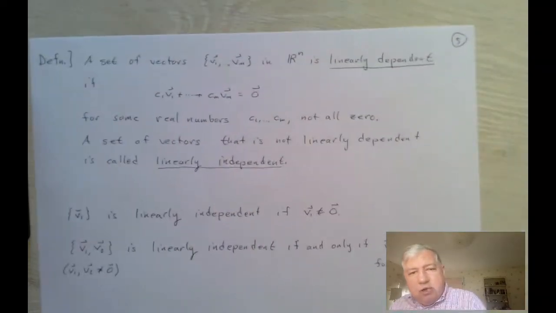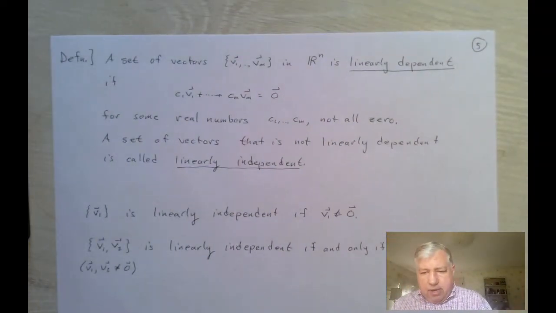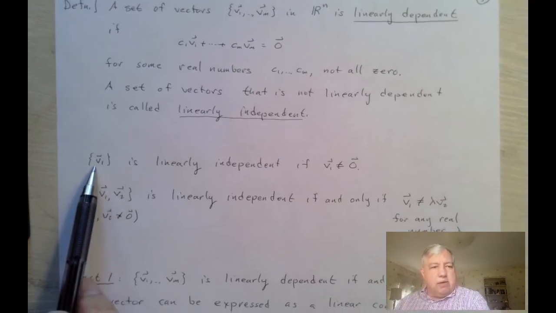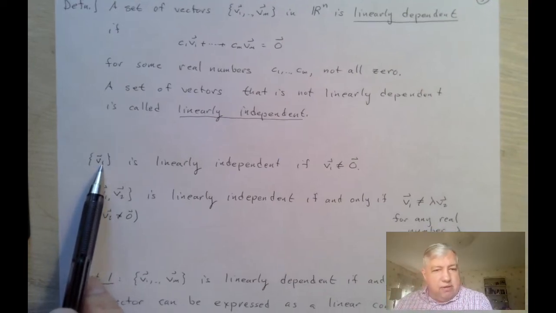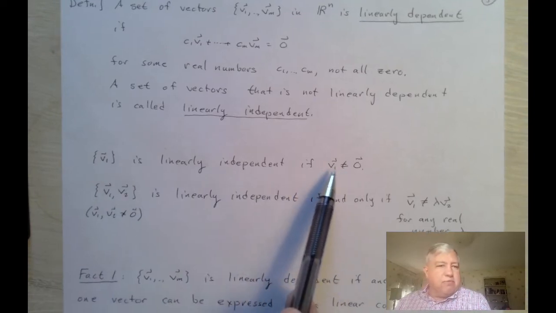It's important to note that when we talk about linear independence or linear dependence, we're talking about sets of vectors. In general, it's not going to make a whole lot of sense to say this vector is linearly independent and this vector is not. We're talking about collections of vectors. Because if you just talk about a one-element set, that's always going to be linearly independent unless this is the 0 vector.